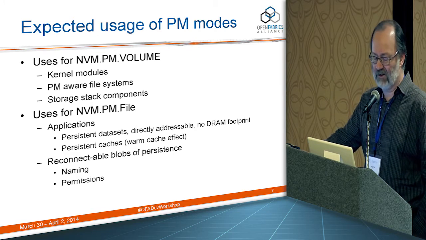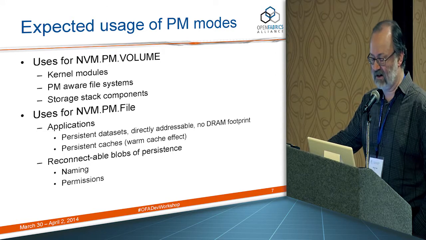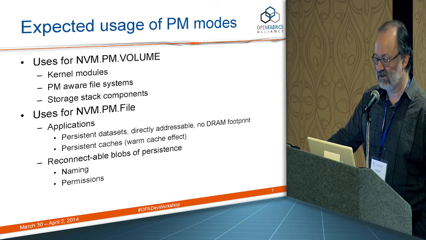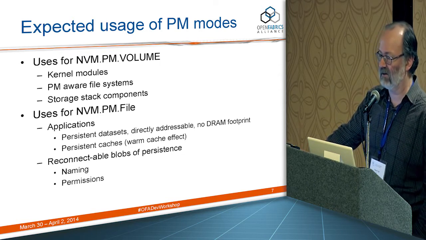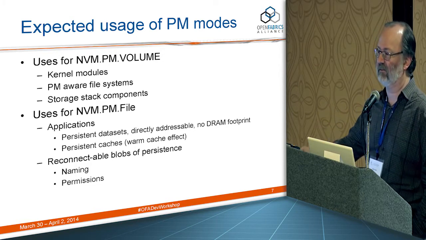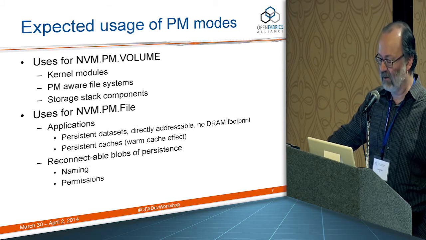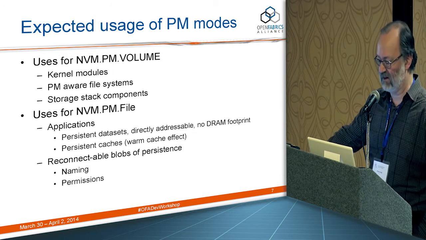The PM file is for use by applications in normal persistent data sets, perhaps also as caches. The advantage here, of course, is that you get the warm cache effect from having your system come up from power loss with basically its caching intact. Or if you're using it as just plain primary storage, then obviously it's got to have those attributes of primary storage.